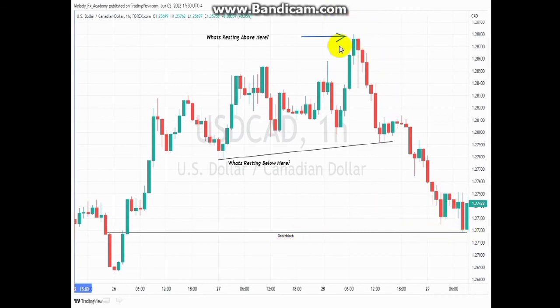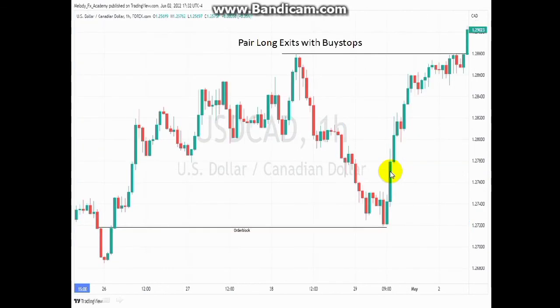So that is going to be the highest probability, high level of exit. Now as you can see, we paired our long exits with buy stops. Price reacted off the OB and smashed through and got us out of the trade. So that is it on the order block.